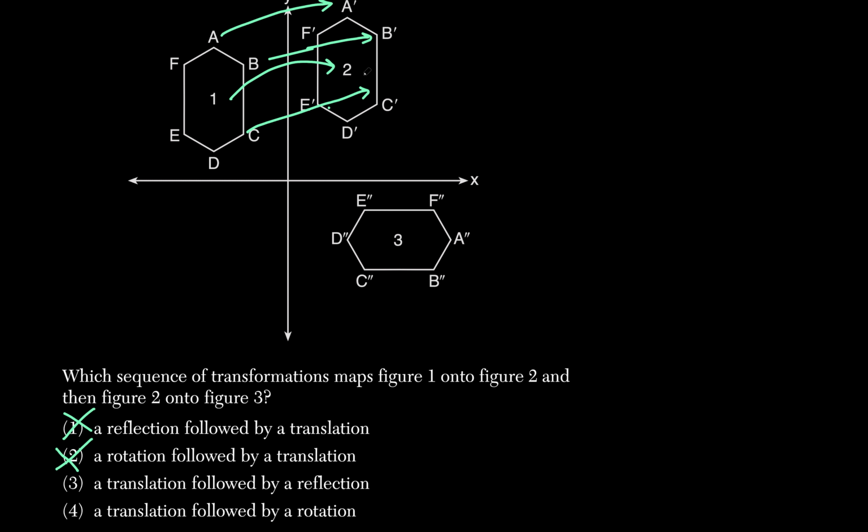So let's see how we go from step 2 to step 3. Notice that A is located here, but then A is located there in number 3. So what we had is a rotation. The object in 2 rotated to get to the position in 3. So therefore choice 4 is the correct answer. It is in fact not a reflection, but rather a rotation.